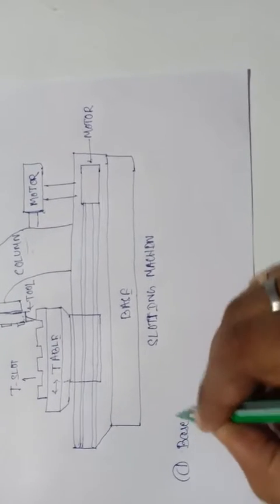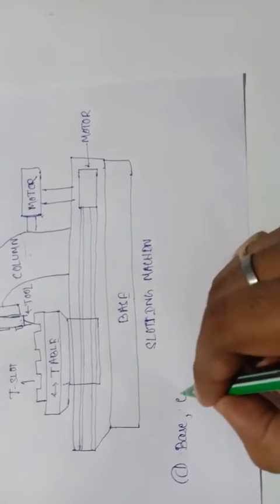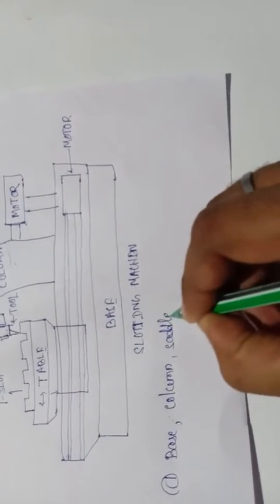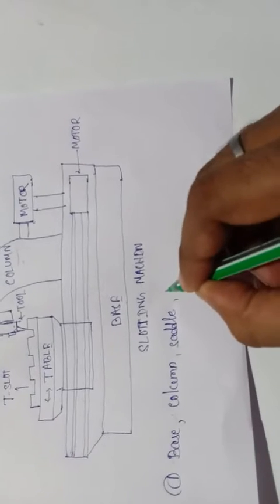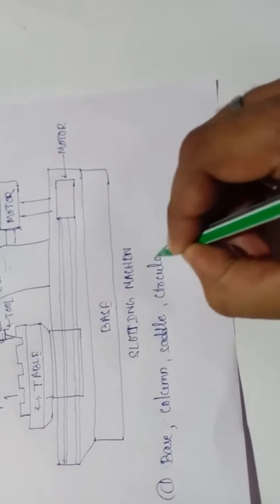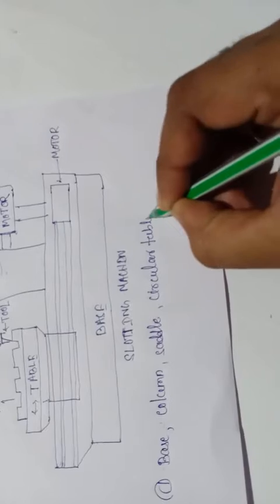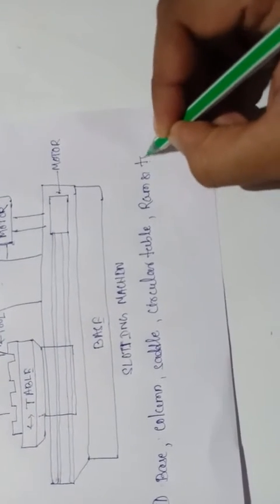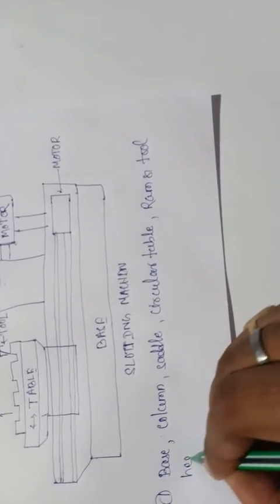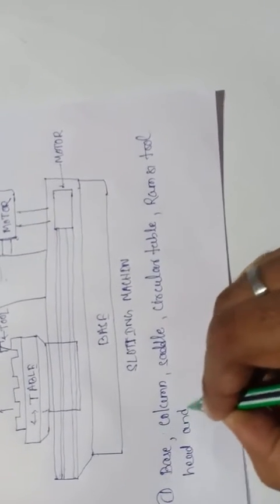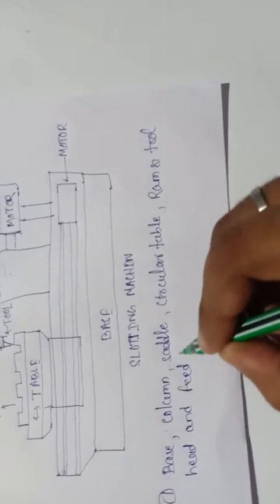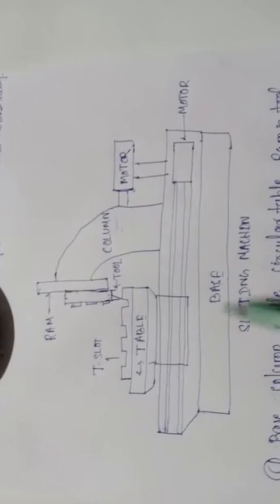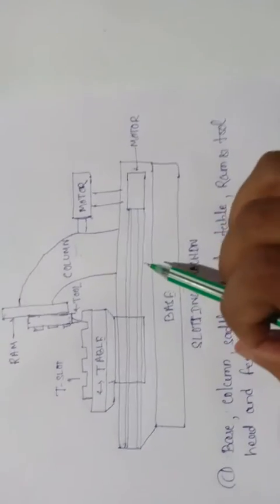Base, then column, also saddle, circular table, table, also ram and tool head, and feed drive. Okay, these are the main parts of the slotting machine.